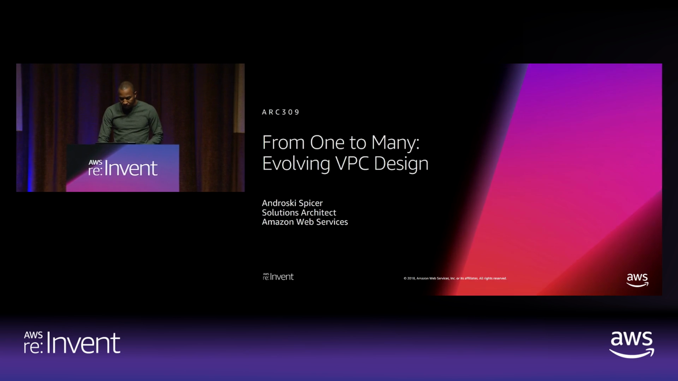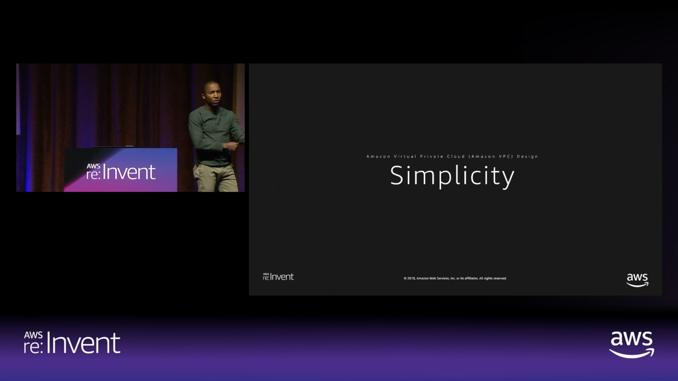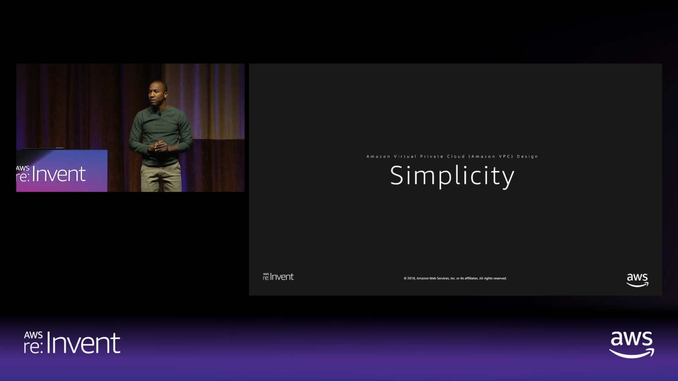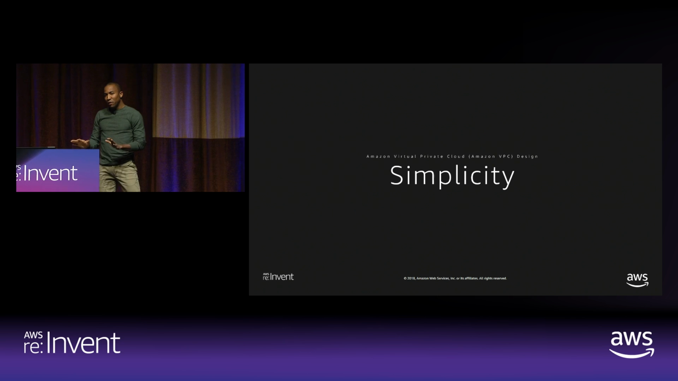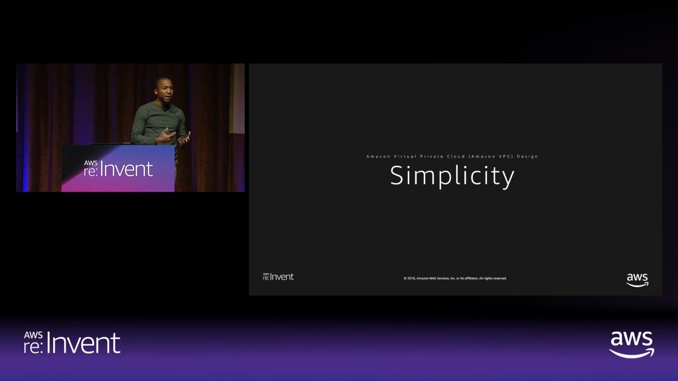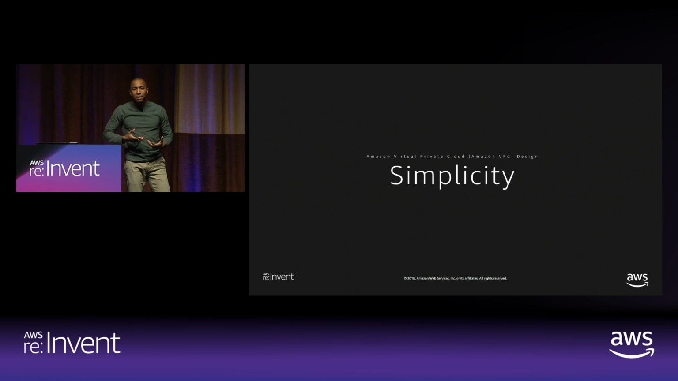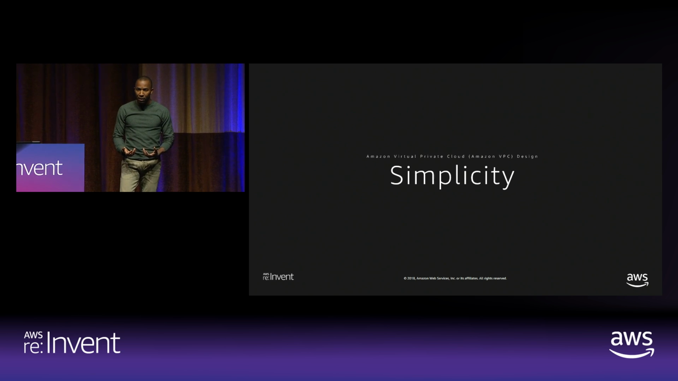Now, can I see a show of hands of those of you who were here last year? Welcome back. If you were here last year, you'd have seen that the theme I had was simplicity. It was simplicity in how you thought about interconnecting hundreds or thousands of VPCs and then moving all that traffic back on premises through the AWS network.